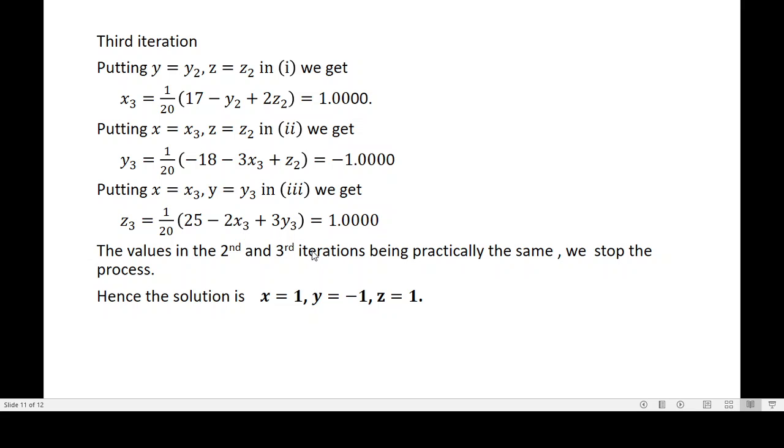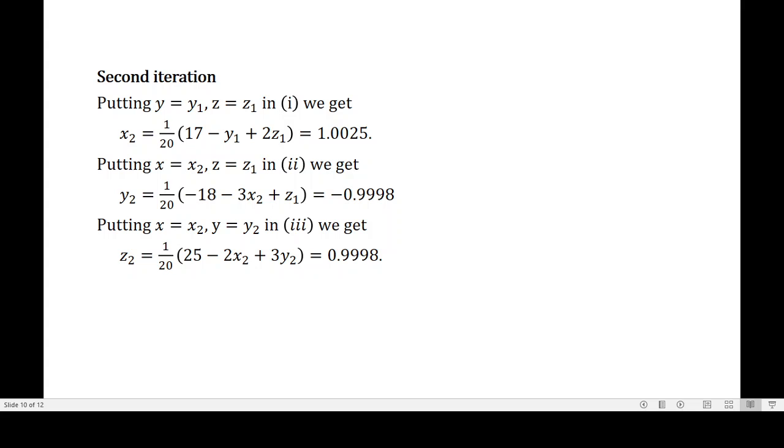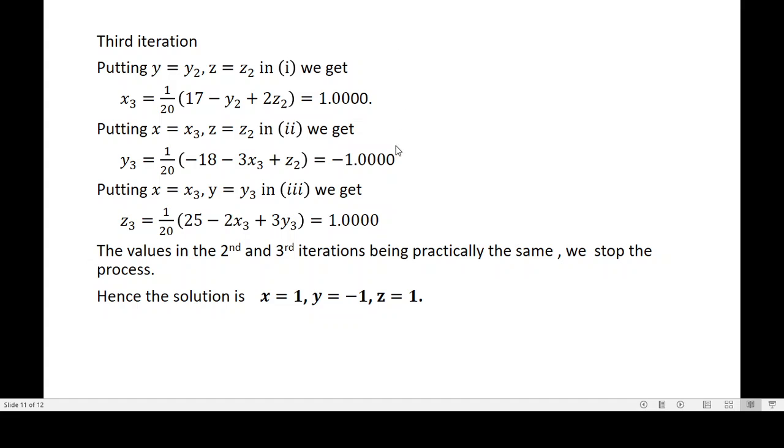See, x3 is 1. x2 is equal to 1.0025, which is practically same, isn't it? y2 is minus 0.9998. When you round off this number, we get minus 1. Similarly, z2 is equal to 0.9998, which is almost equal to 1. So we stop the iteration process because the values in the second iteration and the third iterations are practically the same. Therefore, x is equal to 1, y is equal to minus 1 and z is equal to 1.